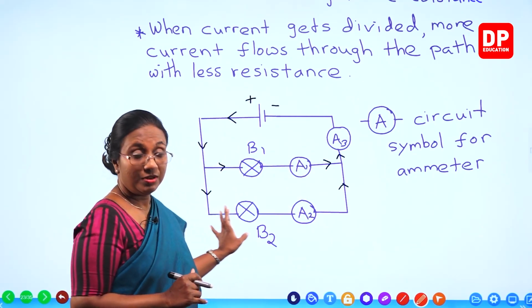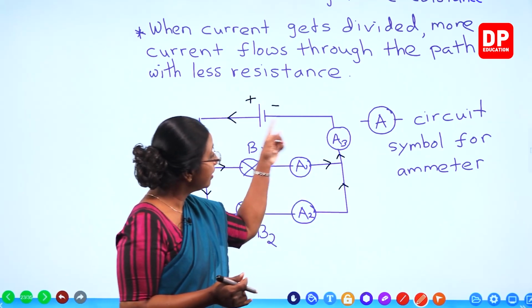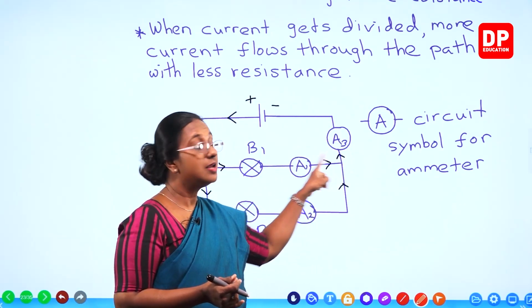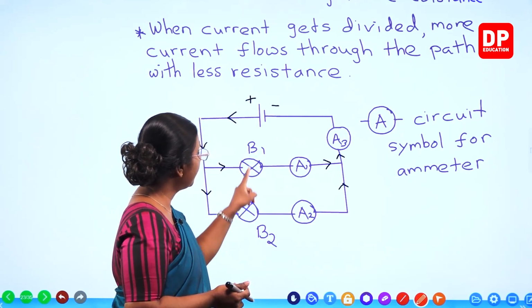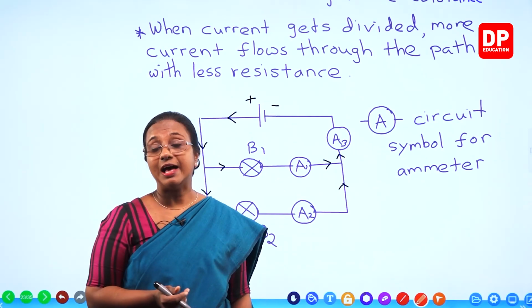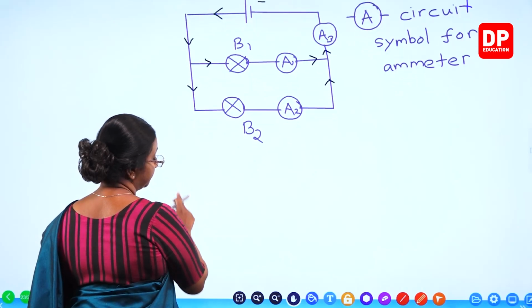So if you remember, we said ammeter has to be connected in such a way that all the current should be measured. So here this is to measure all the current, but if you want to see how much current is flowing through B1 and B2, this is how you will have to connect it. So if I write that down.